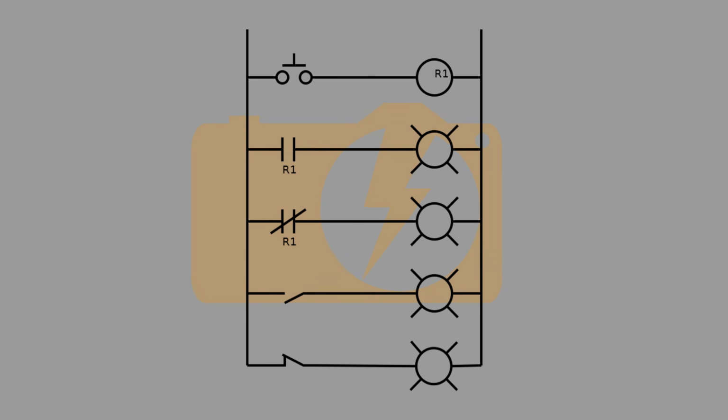Starting from the top rung and moving down, I have a push button in series with a coil labeled R1, a normally open contact R1 in series with a light, a normally closed contact R1 in series with a light, a normally open switch in series with a light, and a normally closed switch in series with a light.